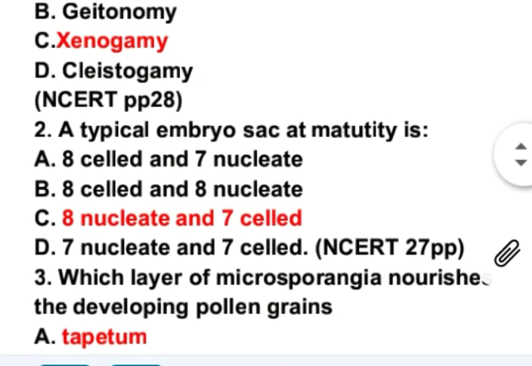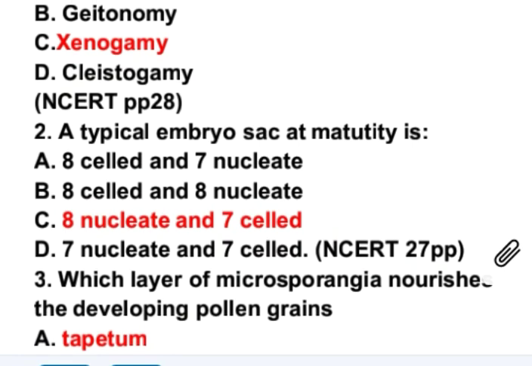Next question is, a typical embryo sac at maturity is. Options given are 8 celled and 7 nucleate, 8 celled and 8 nucleate, 8 nucleate and 7 celled, and 7 nucleate and 7 celled. The correct option is C, 8 nucleate and 7 celled. The 7 cells in the embryo sac are 3 antipodals, 2 synergids, 1 egg cell, and 1 central cell. But it is 8 nucleate because the central cell has 2 polar nuclei.